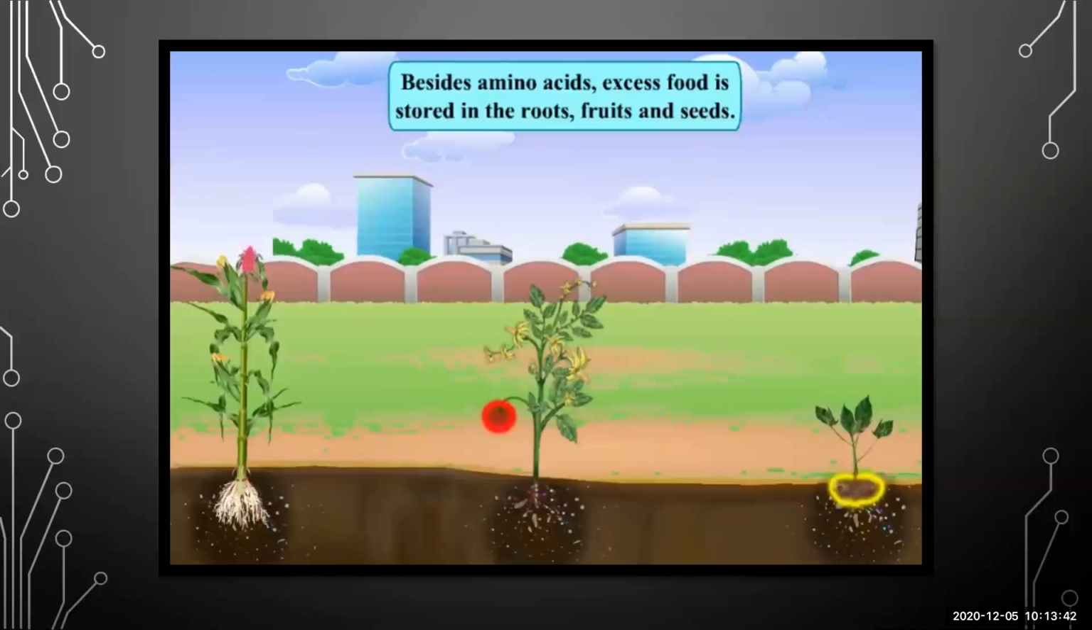This process is known as what? Translocation of material. It means producing the food and then transporting it to each and every part or every cell of the plant body, and the storing of excess food. This is known as translocation of the material.